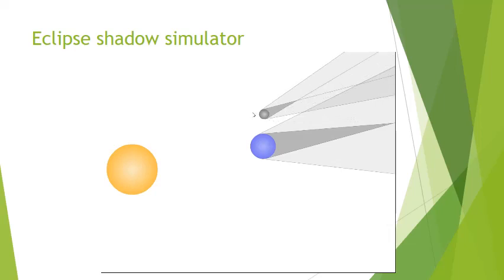But that's essentially why we have lunar and solar eclipses. It's because both bodies cast shadows into space, and when the third body moves into the other body's shadow, that's when you get an eclipse.